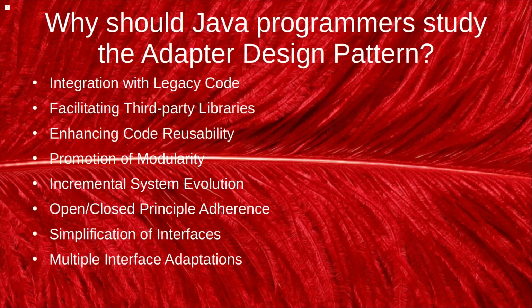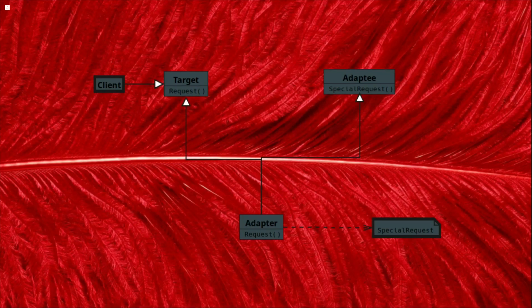Given Java's prominence in both enterprise and open source landscapes, its rich library ecosystem, and its long-standing history, understanding the adapter design pattern is paramount. It equips Java developers with a toolset to integrate diverse systems, leverage existing codebases, and build adaptable software that can evolve without extensive disruptions. Structural pattern: adapter for Java students.